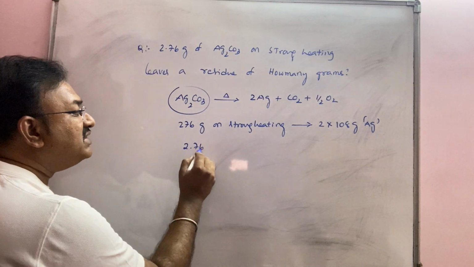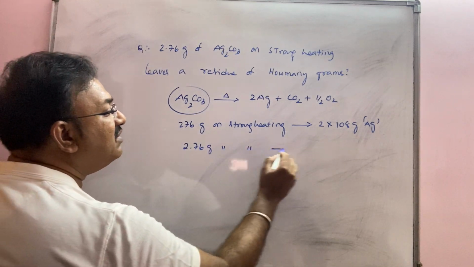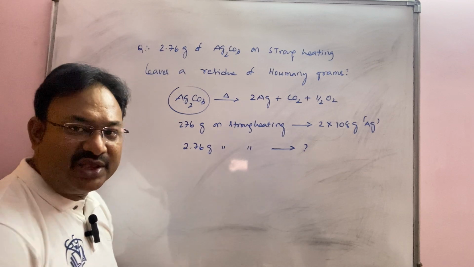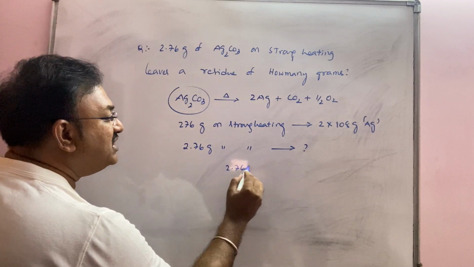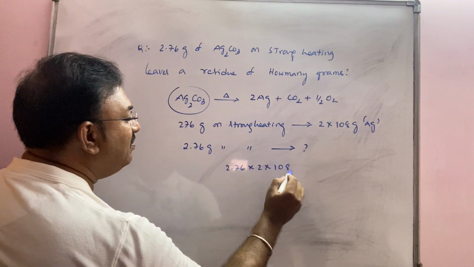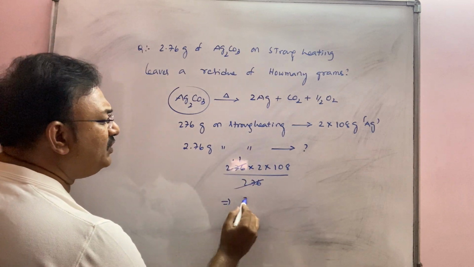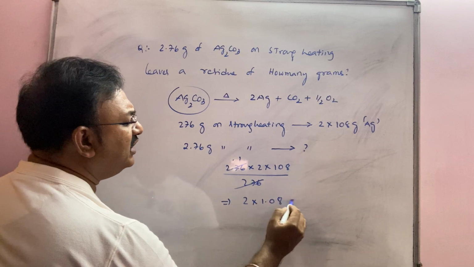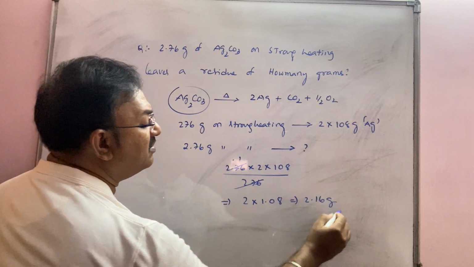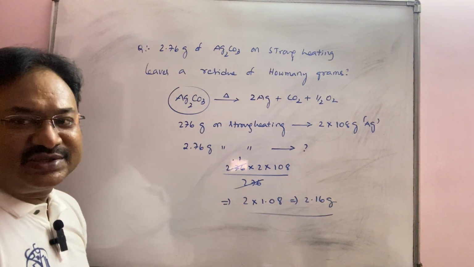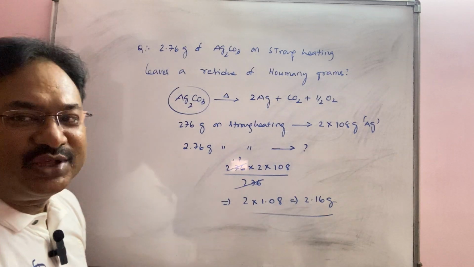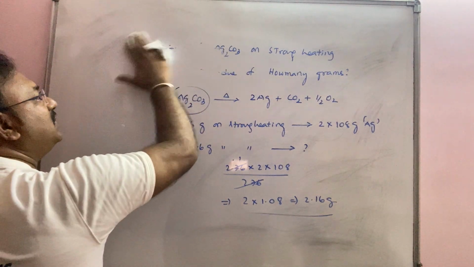Then 2.76 grams of silver carbonate on strong heating gives how much? So 2.76 into 2 into 108 divided by 276, you're getting 0.1. So 2 into 1.08, that's equal to 2.16 grams. Okay, this is our sixth question. Now coming to the seventh question.